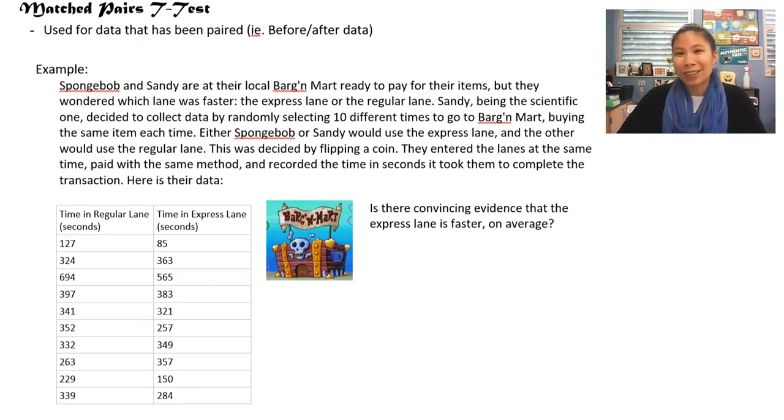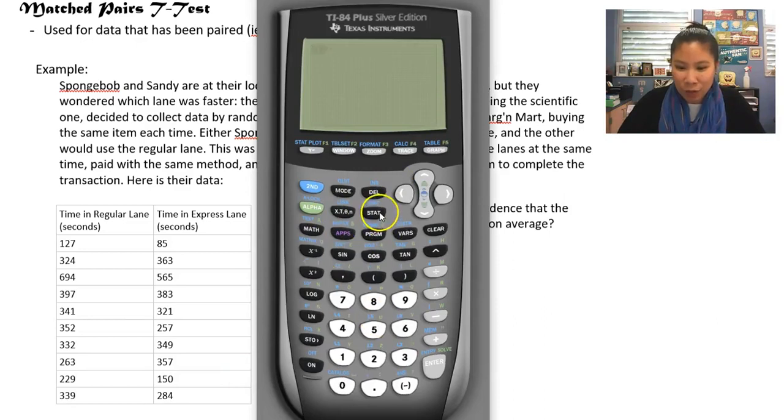So in order to calculate this matched pairs t-score, all that good stuff, we actually need to deal with just one set of data because right now we have two. We have all the data for regular lane and all the data for express lane. But because we are matching this together, we want to really then look at the difference between each of these times. So what I've done is in my calculator, I have entered all of my regular lane data into L1 and all my express lane data into L2.